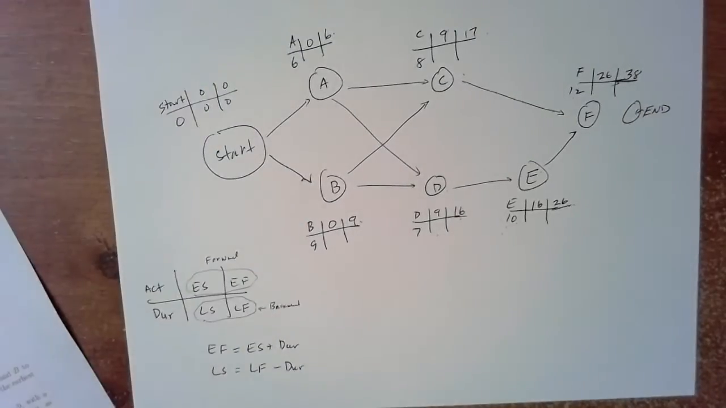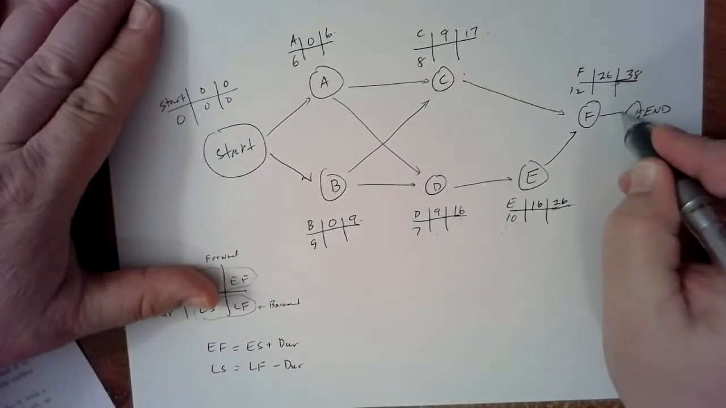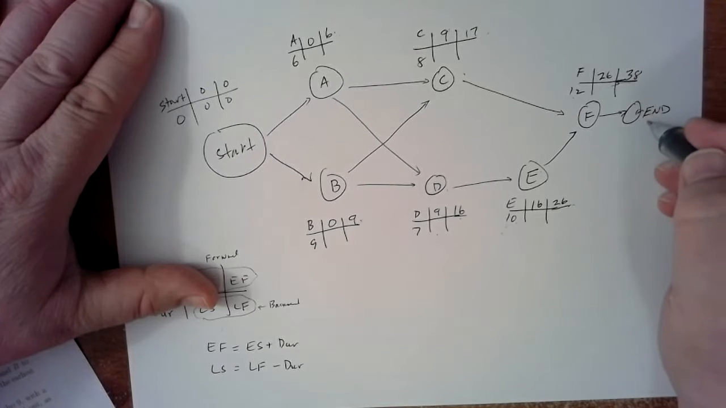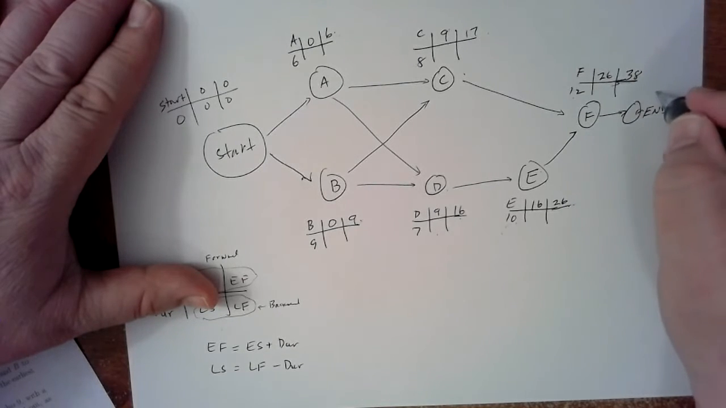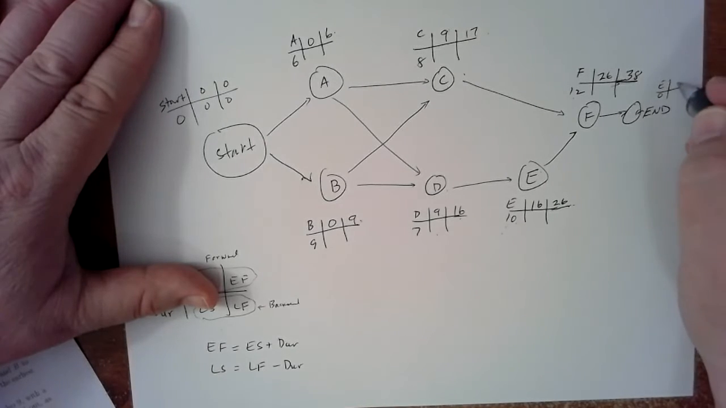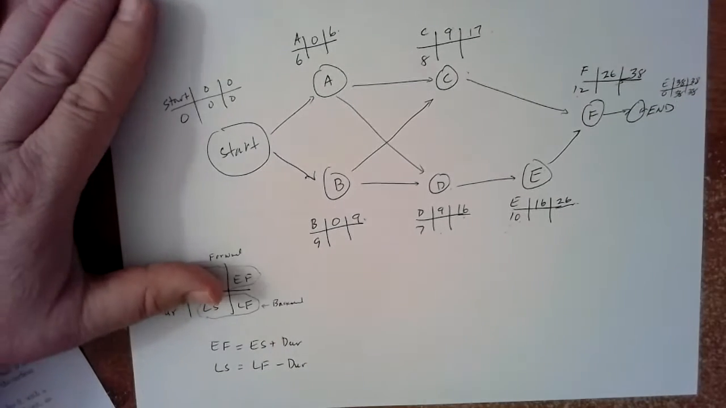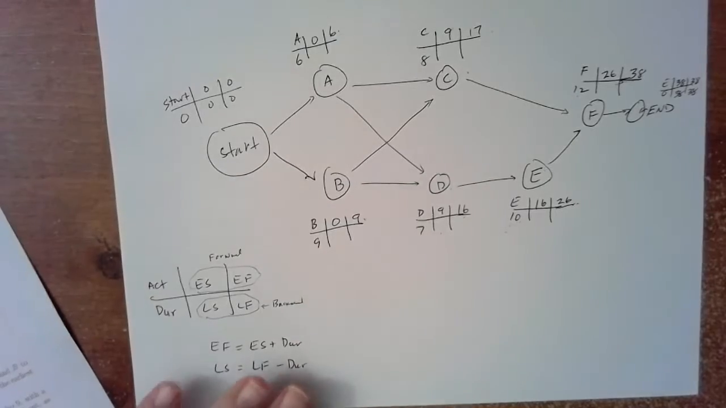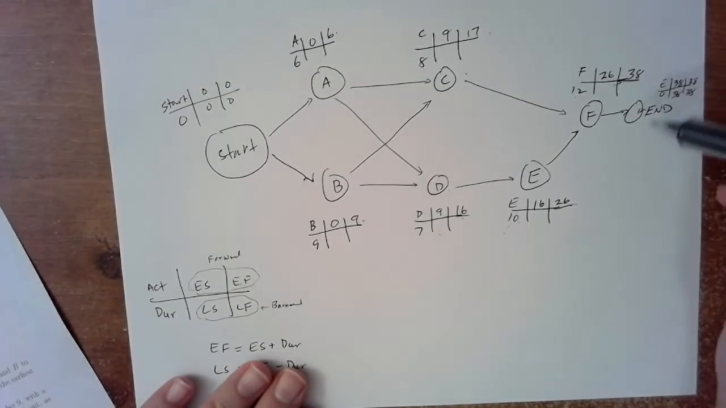Good. And so we are now finished with our forward pass. By the way, you could put an end node if you wanted to. And in that case, again, we would just have a duration 0. So you could have end with duration 0, and then you could put like a 38, 38. This would just have 38s everywhere. Okay, good. All right. Now we want to work backwards.